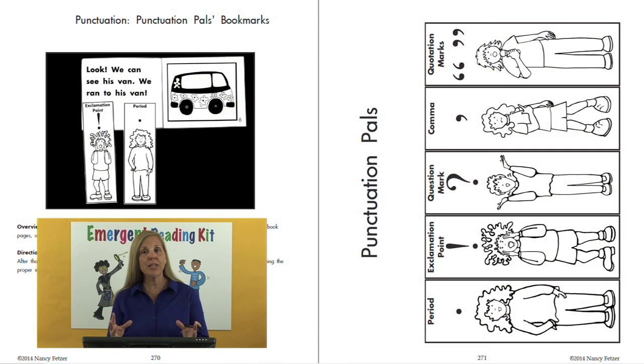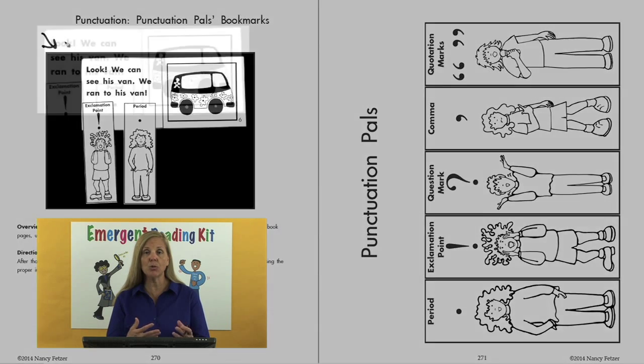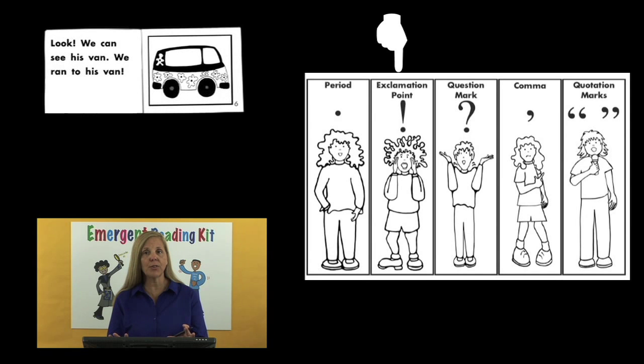After modeling on a sentence strip the punctuation marks and how you color code them, next you want students to go back to their pages and practice identifying and translating the different punctuation marks on their reading pages. On page 270 is a picture of the Punctuation Pals bookmarks. These are manipulatives that your students use. You lay out the bookmarks in front of the students. They open up a page in their book, then they look at the sentence on their page.